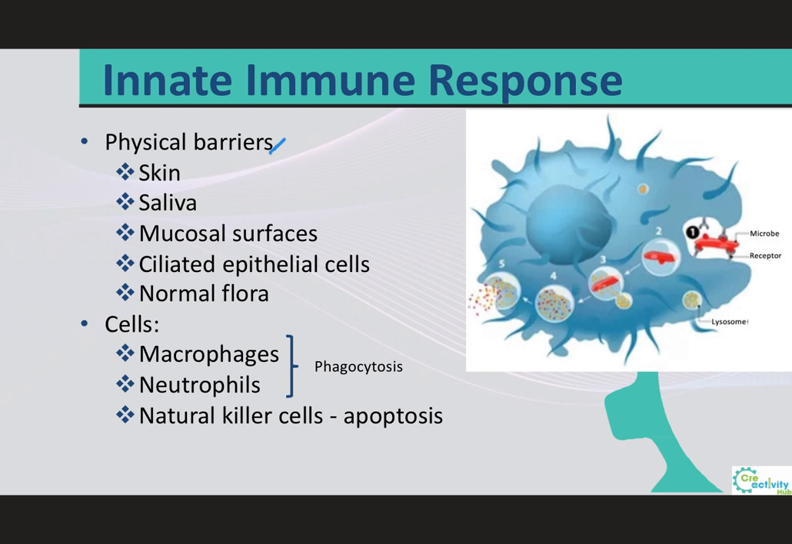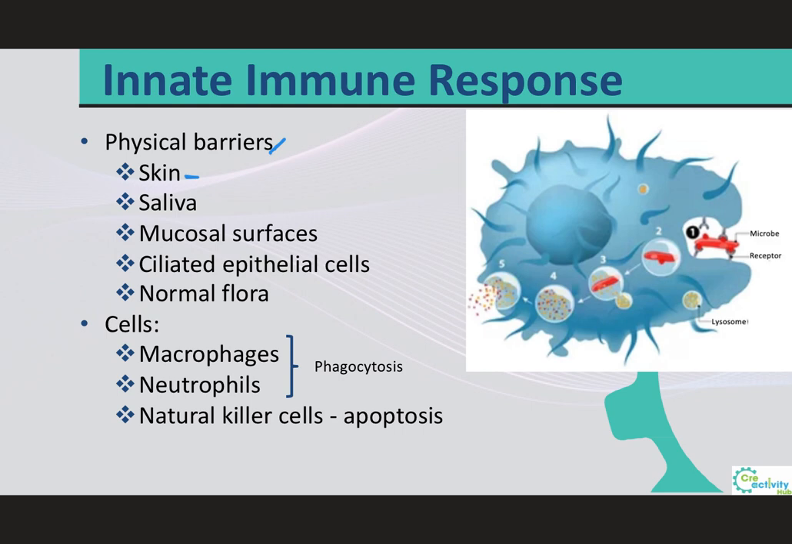So the different modes of barrier defenses are going to be associated with the external surfaces of the body, where the pathogens may try to enter. So the primary barrier to the entrance of the microorganisms in the body is going to be the skin, because this is our most external surface.